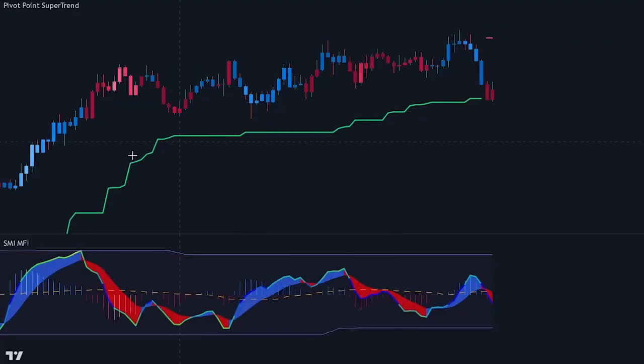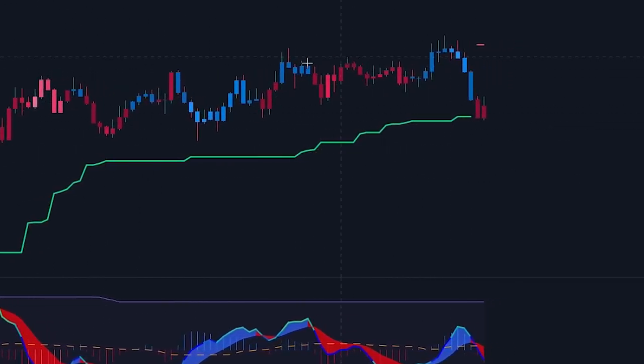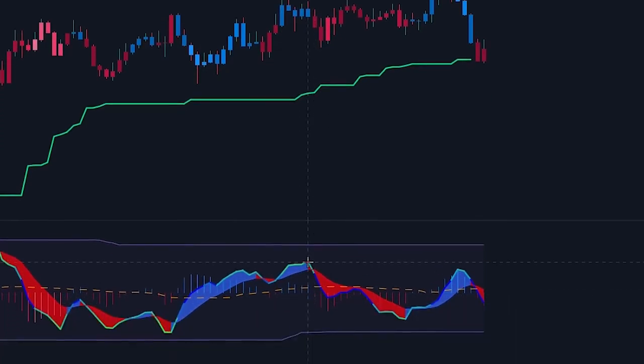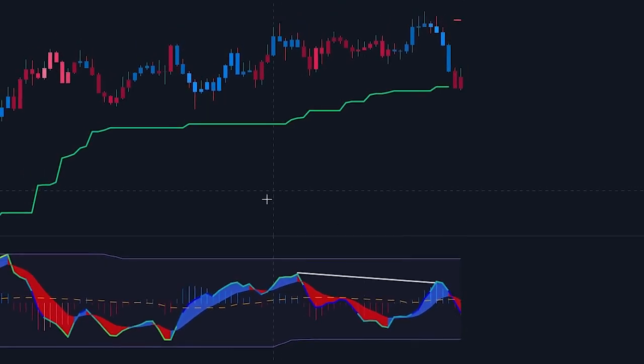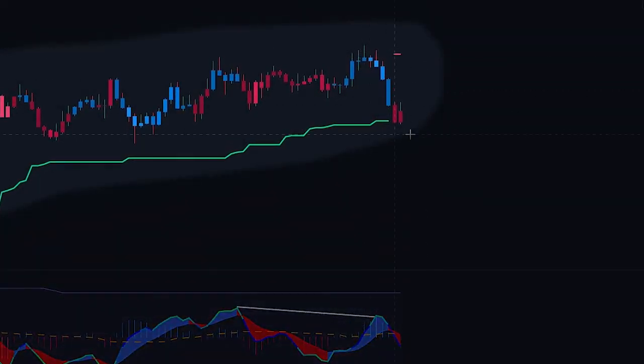Here we can see that the price was in a large uptrend. We can also see that the bullish momentum slowly started decreasing. Along with this, if we take a look at the SMI MFI indicator, we can see that lower highs are being created, indicating that a bearish reversal is likely. We can also see that the SMI MFI line just crossed below the center line after the bearish divergence, indicating a longer-term bearish trend. Finally, if we take a look at the Pivot Point Supertrend, we can also see that it has switched from signaling a bullish trend to a bearish trend.